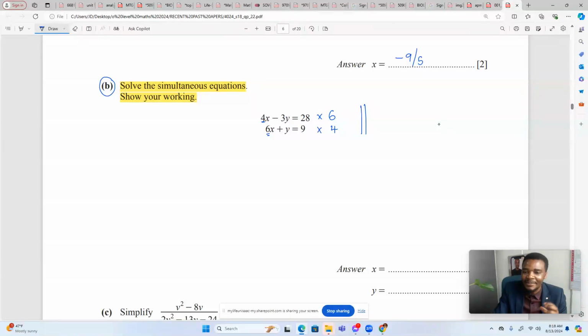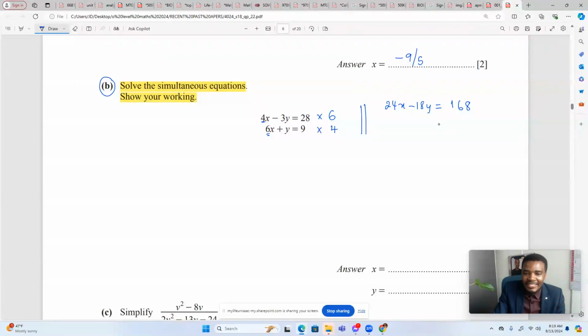When you say 4x times 6, we are going to get 24x. If we say minus 3y times 6, we are going to get minus 18y. And if we say 28 times 6, what are we going to get? 8 times 6 is 48, right? Then we carry 4, and 6 times 2 is 12. 12 plus that 4 gives us 16. So yes, 28 times 6 is 168.